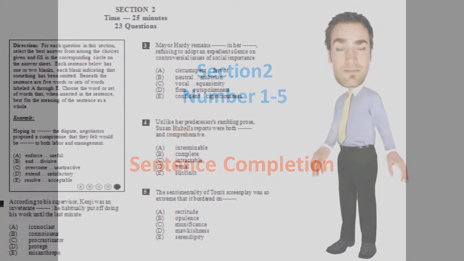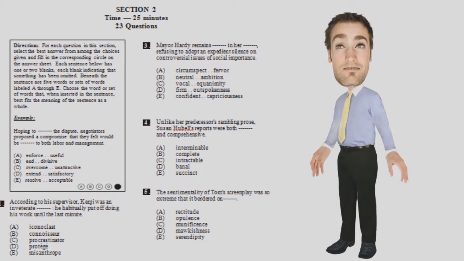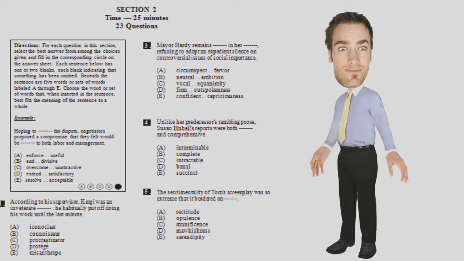Before you actually do the test, you should pay very close attention to several factors. Notice on this page that it clearly tells you the time, 25 minutes, and the number of questions, 23 questions. This is a little odd. Most of the verbal tests are 24 questions. Occasionally you do get 23 questions or 25 questions. Normally it's 24. In this case it's a little less.